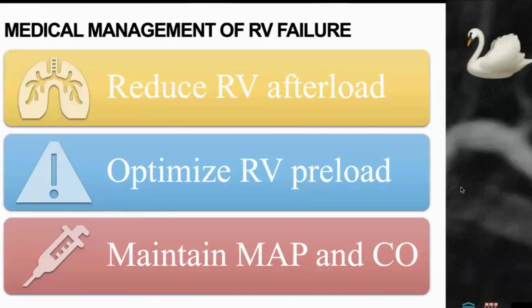So how do I manage RV failure? Let's say I've confirmed on my echo that my patient has RV failure as a result of PE. These are the central tenets. Number one, reduce your RV afterload. Number two, optimize your RV preload. And number three, support or maintain your blood pressure and your cardiac output. It's three simple tenets, and they may sound simple, but this is the core of what separates being able to save a patient's life from not.